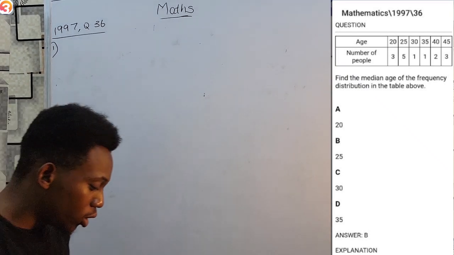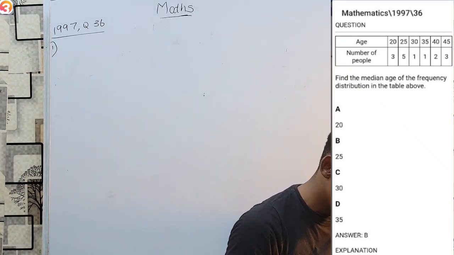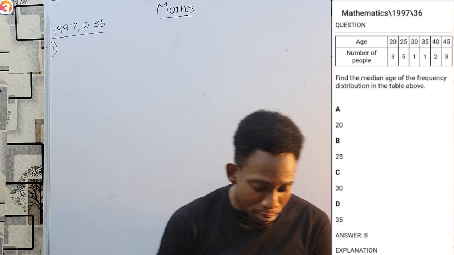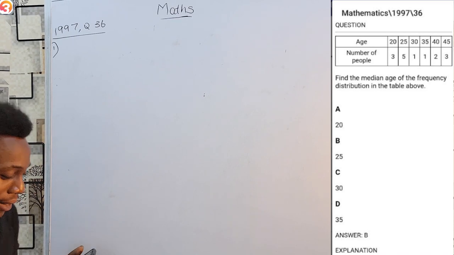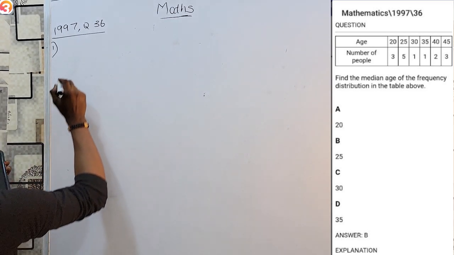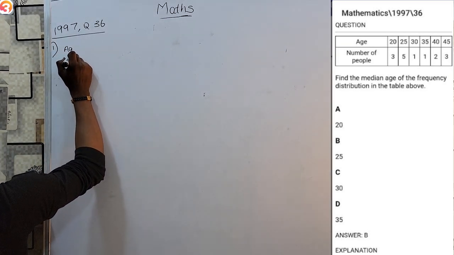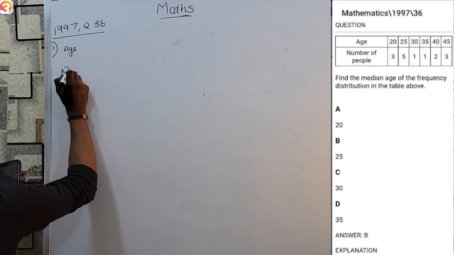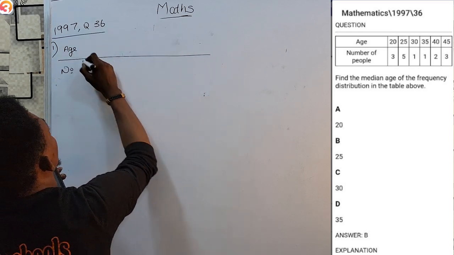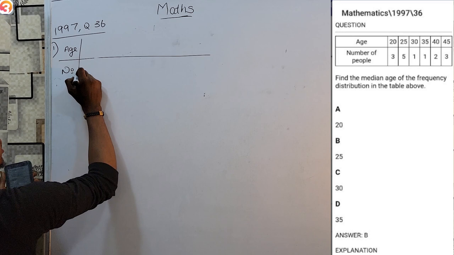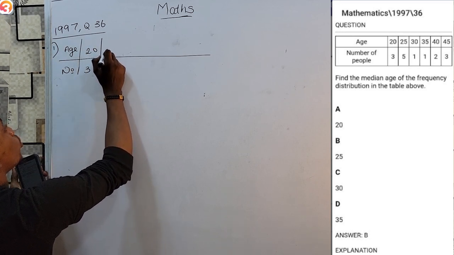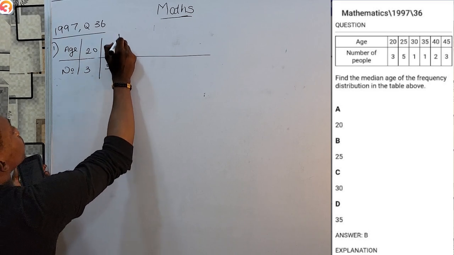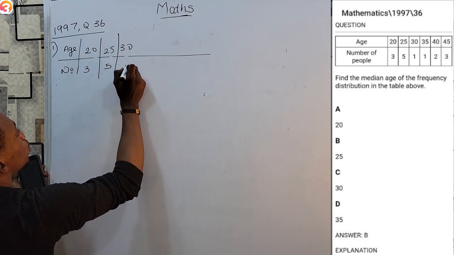All right, so my first question: I'm given a table and I'm told to find the median age of the frequency distribution in the table. I'm going to draw my table here. There is age, and then there is number of people. So the first age is 20. There are 3. There's 25, and there are 5. 30 to 1.